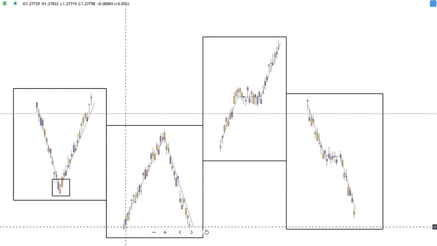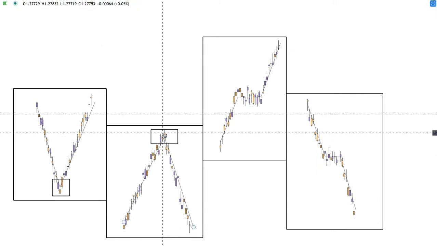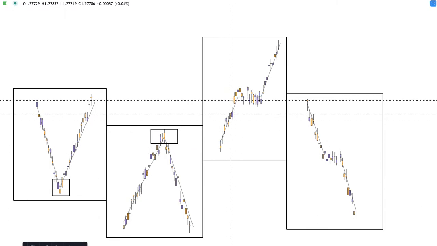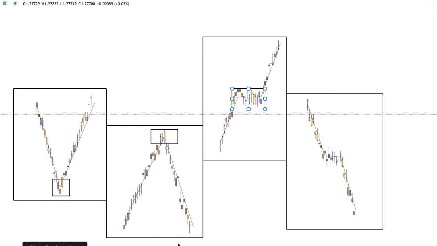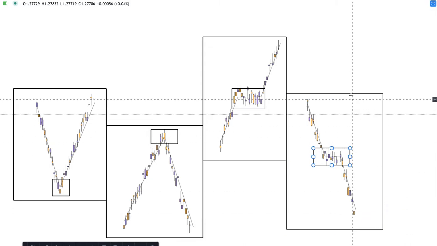We have rally, base, drop, rally, base, drop, right? And then we have rally, base, rally, and then we have drop, base, drop, right?